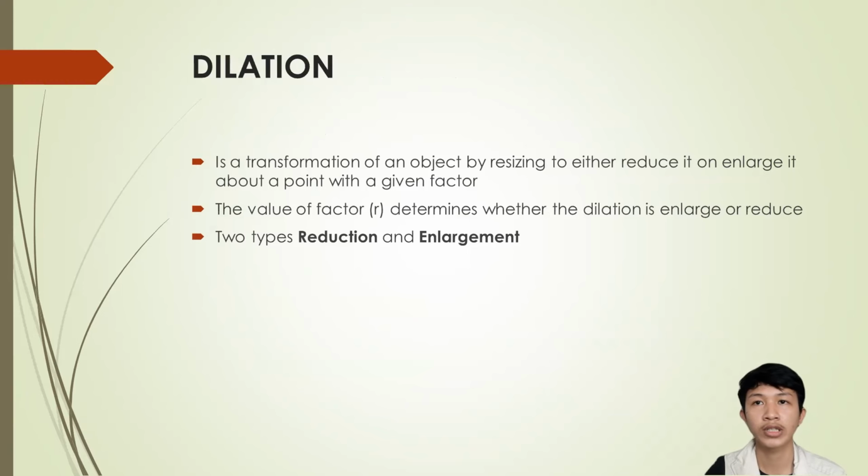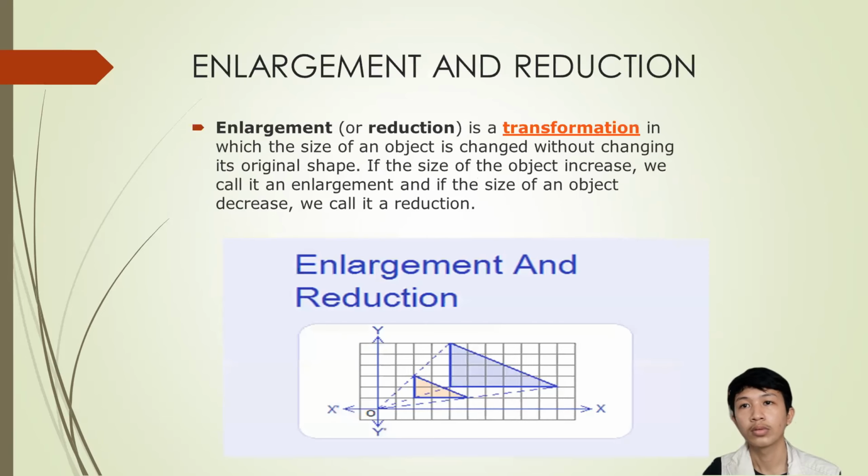Dilation. So when we say dilation, it has two types, the reduction and the enlargement. Dilation is a transformation of an object by resizing to either reduce it or to enlarge it about the point with a given factor. The value of the factor quantity determines whether the dilation is enlarged or reduced. So this is the enlargement and reduction of dilation.